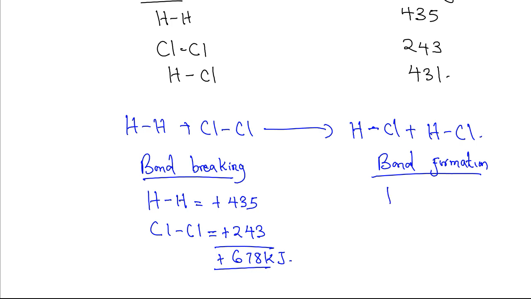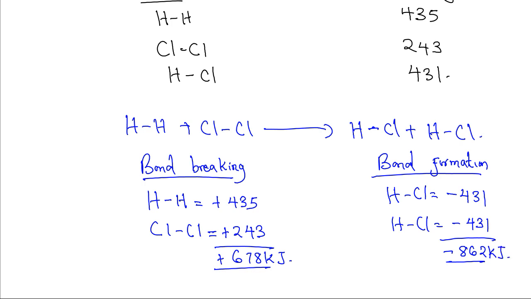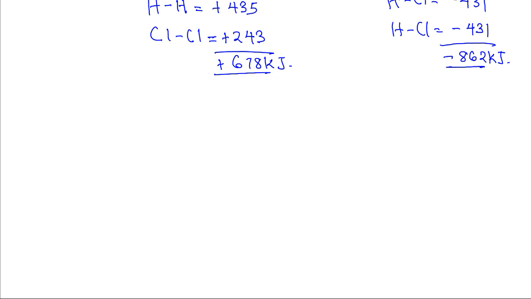That is hydrogen chlorine. In fact, there are two. So that is minus 431. And the other hydrogen chlorine is also minus 431, totaling to negative 862 kilojoules. Therefore, enthalpy change delta H is 678 plus minus 862. That gives negative 184 kilojoule as our enthalpy change for the reaction between hydrogen gas and chlorine gas to form hydrogen chloride gas.